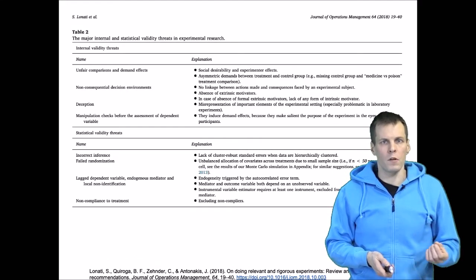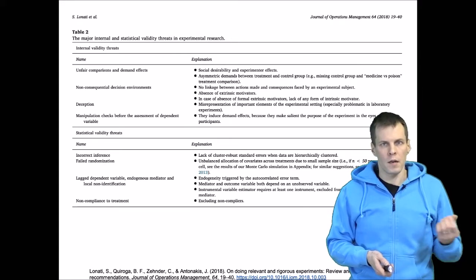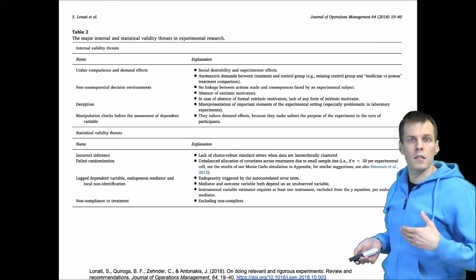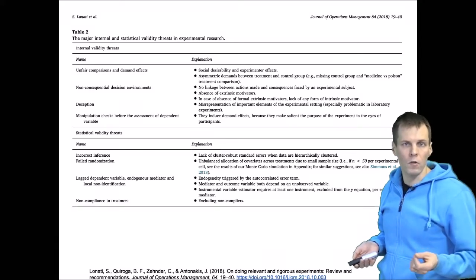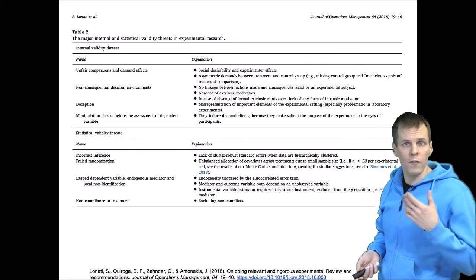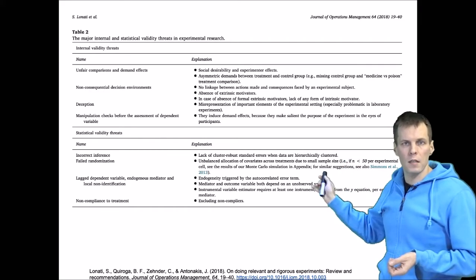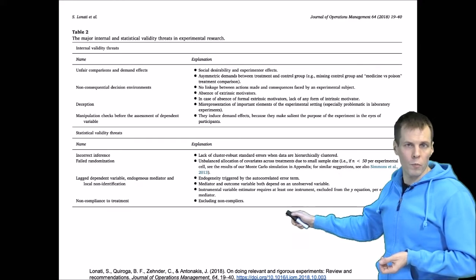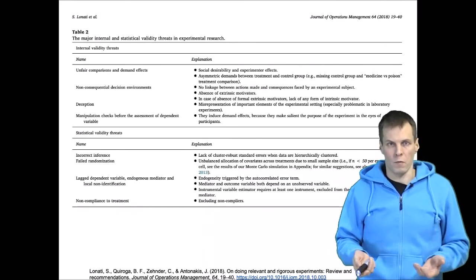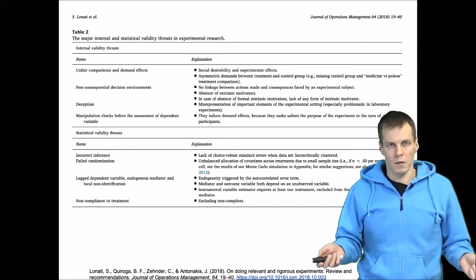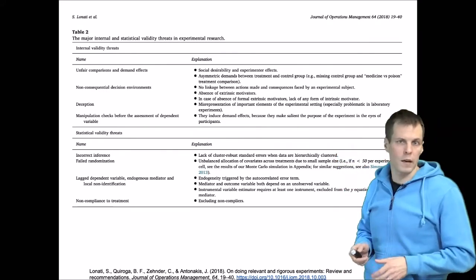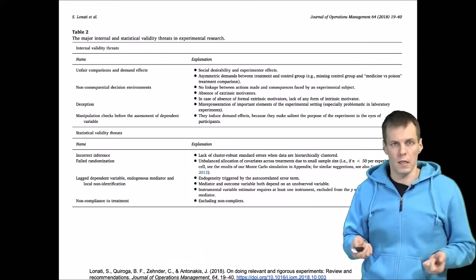There is a nice review of these issues in experimental design by Cyril Lonati and his co-authors in Journal of Operations Management. And they have this summary table that lists certain issues that they explain in detail in the article. And they divide these issues into statistical issues and internal validity threats. I'll focus on the first set of issues, because these statistical issues, perhaps except for excluding non-compliers, is more general. So if you don't take into consideration non-independence of observations, then any inference with any research design is possibly invalid. So let's take a look at these issues here, these internal validity issues, and I'll go through an example that demonstrates this on the next slide.